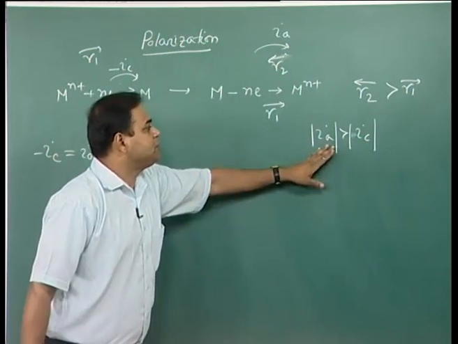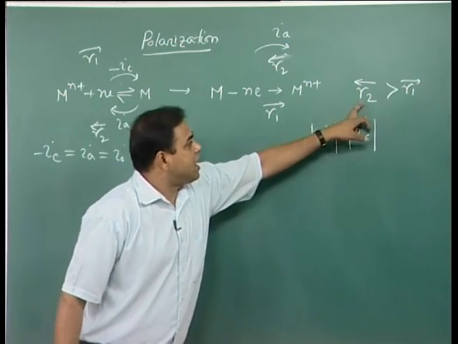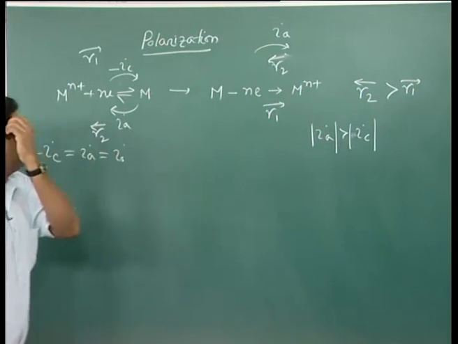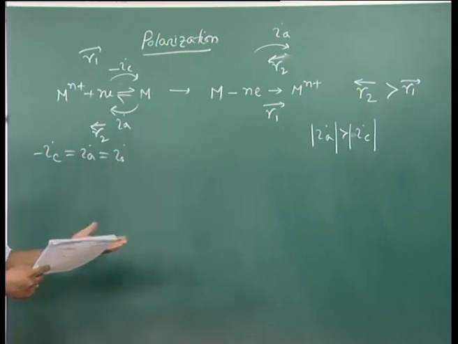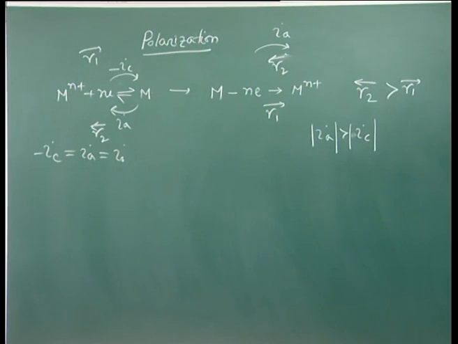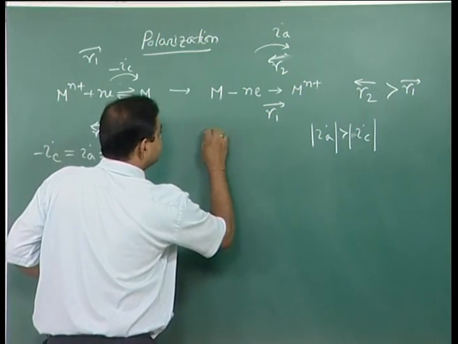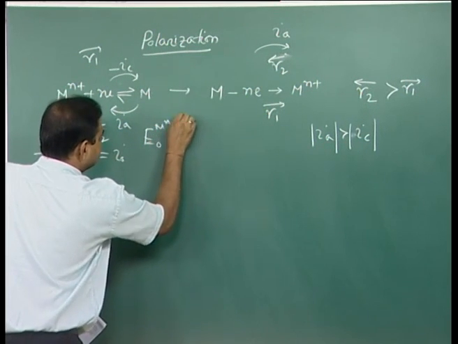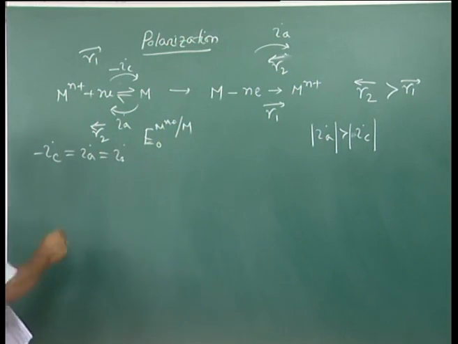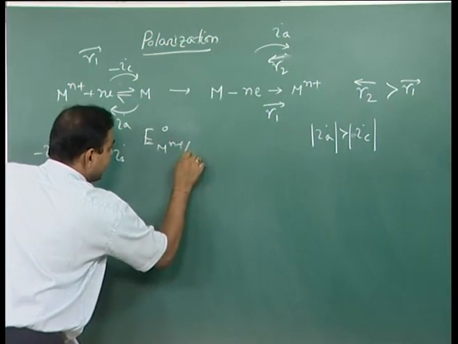I am taking the mod value just to avoid the negative sign. If IA is greater than IC, then R2 would be greater than R1, and when it happens you will see that the potential is deviating from the equilibrium potential, E0 M n plus m. This is E0 M n plus m.